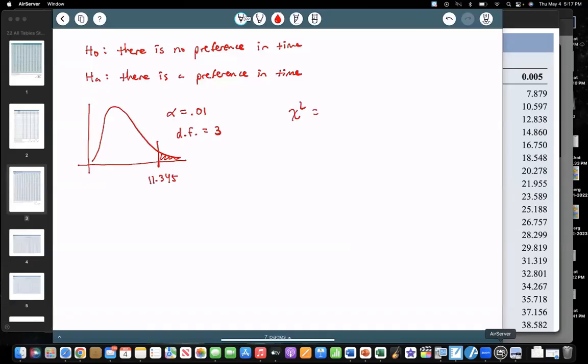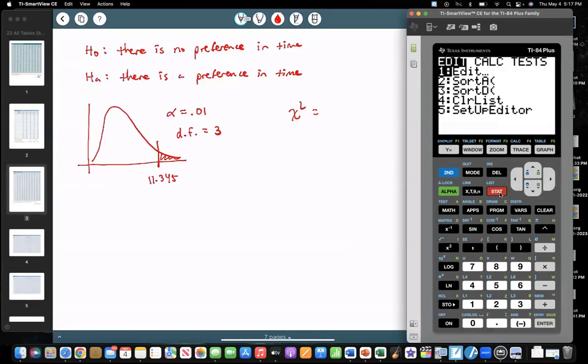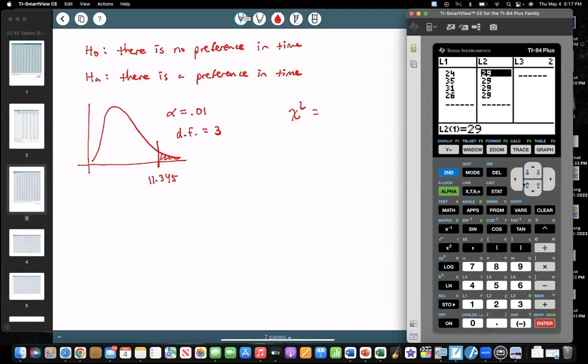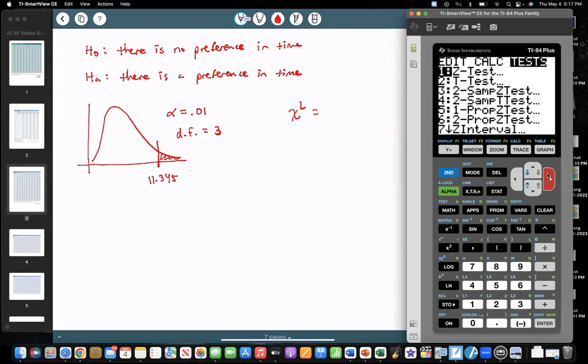So the way we do this on our calculator, to calculate the test value, the first step is to type it into L1. So go to stat, edit, and type it into L1, L2. Observed would be L1. For my 4 categories, expected is the 29, the no preference. Then I go to stat, go over to tests, and if you scroll to the bottom of the list, you should see chi-square GOF, the goodness of fit test. So D in this case.